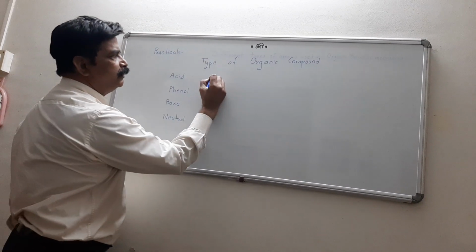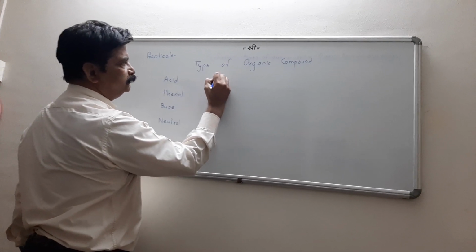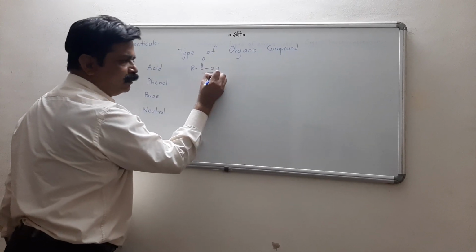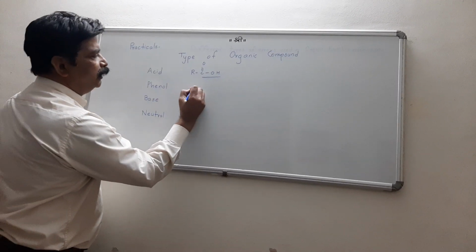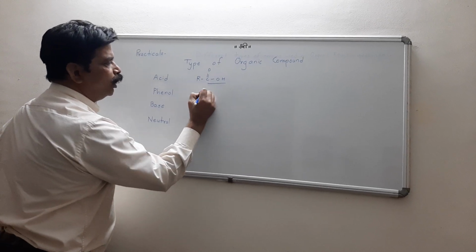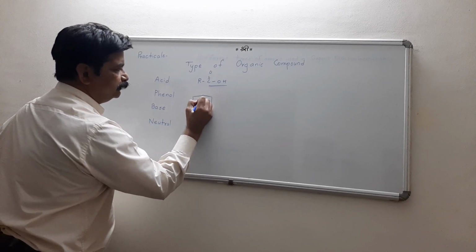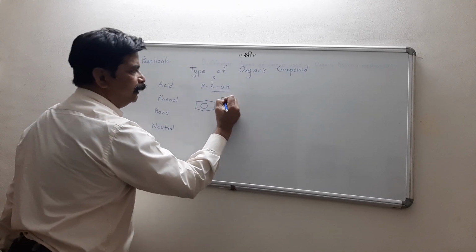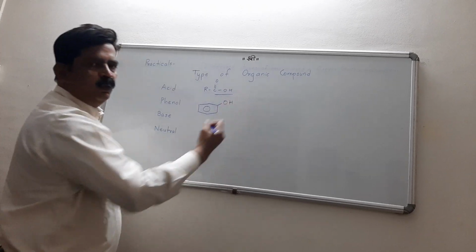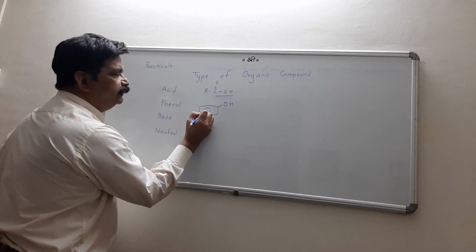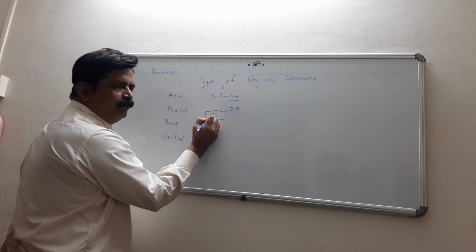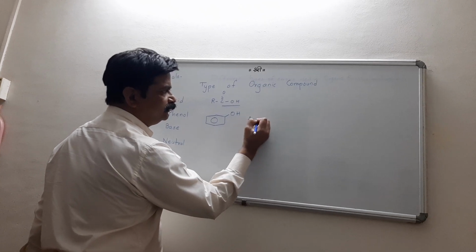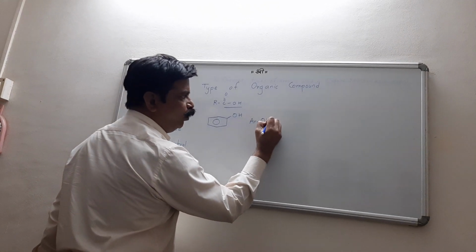Acid has general formula RCOOH. This group is carboxyl group. Phenol is a ring, aromatic ring to which OH is attached. This ring may be other than benzene, so we can generalize the structure as ROH.